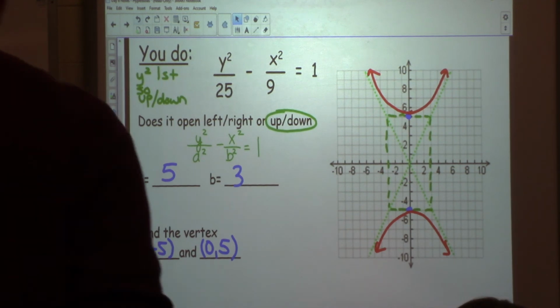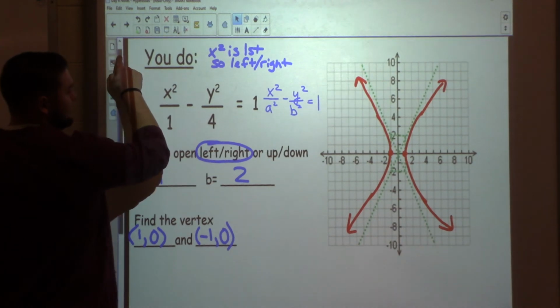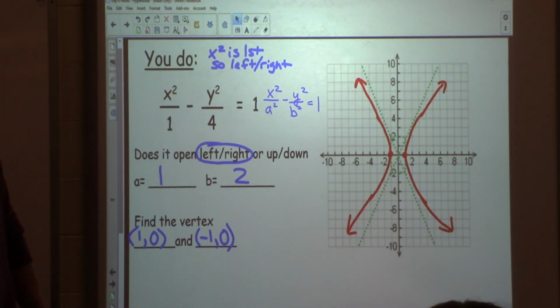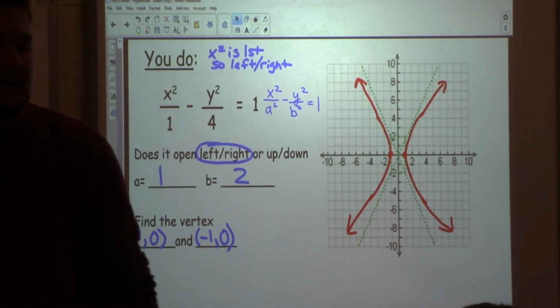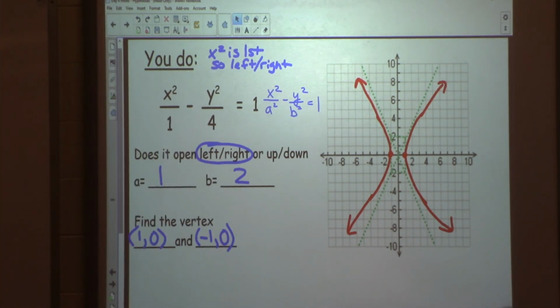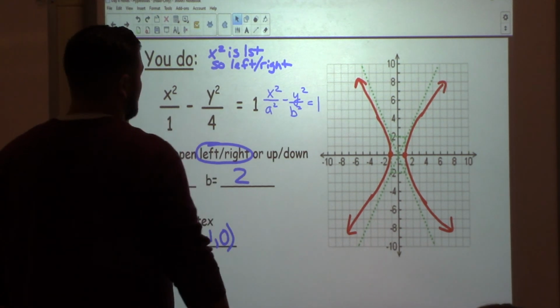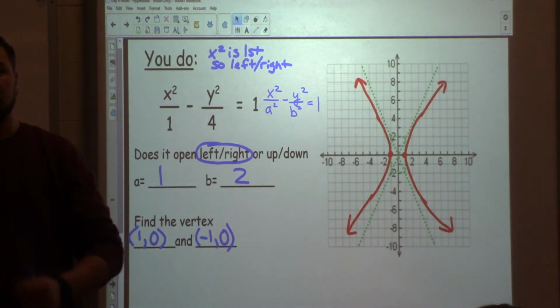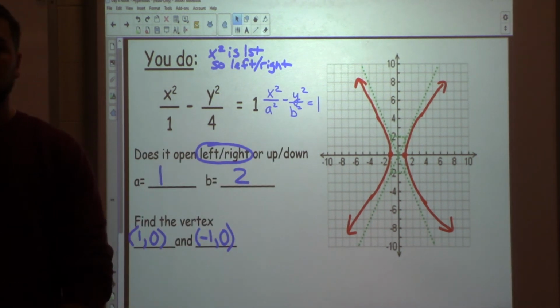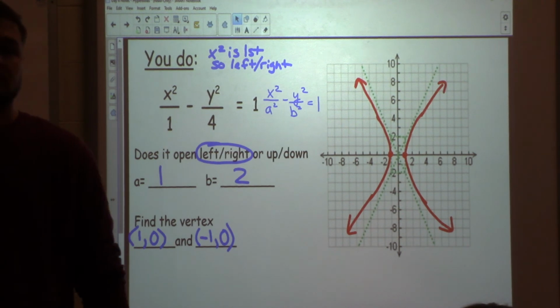All right, guys, let's check the second one. Check your second one. Make sure you drew your box correctly. Make sure the half asymptotes are good. Okay, any questions on that second one? Anything at all?